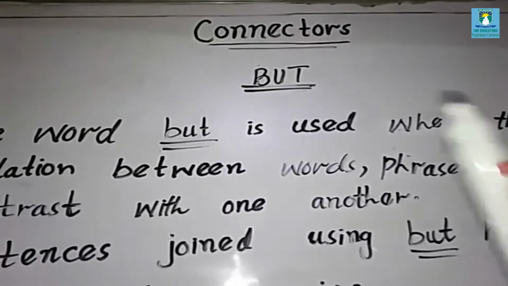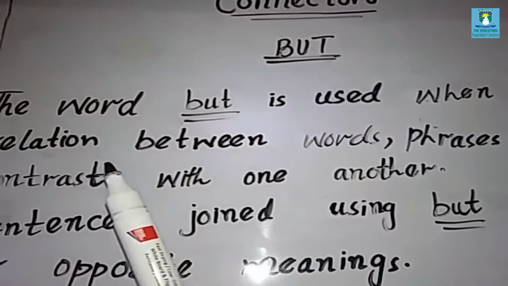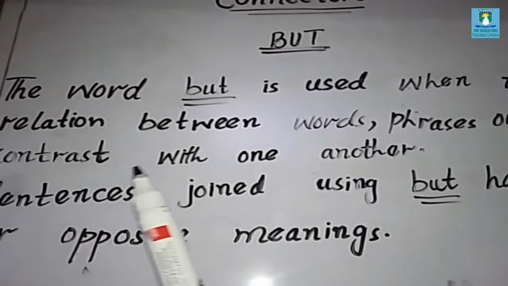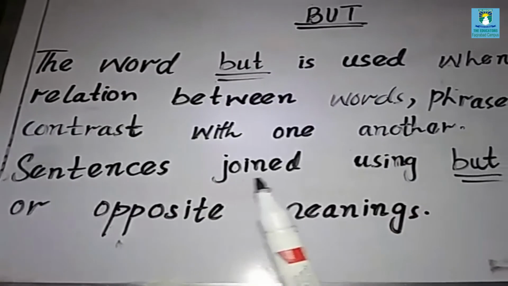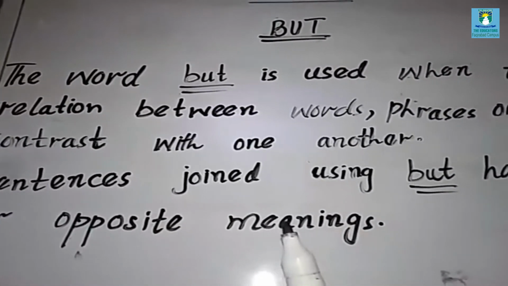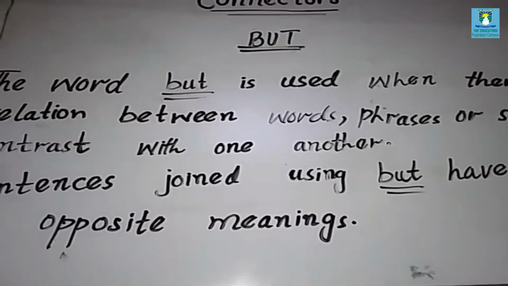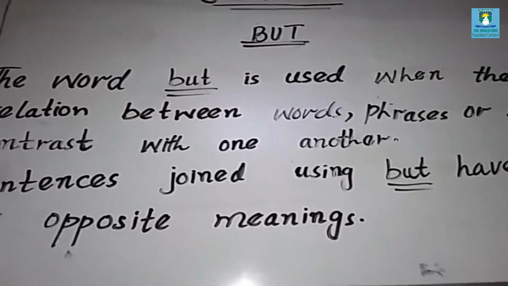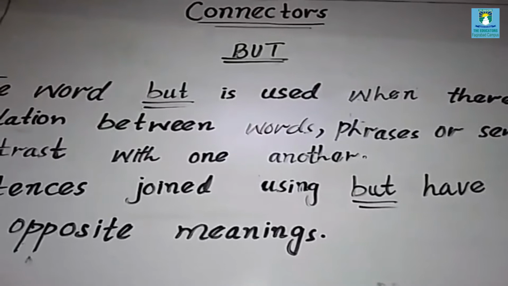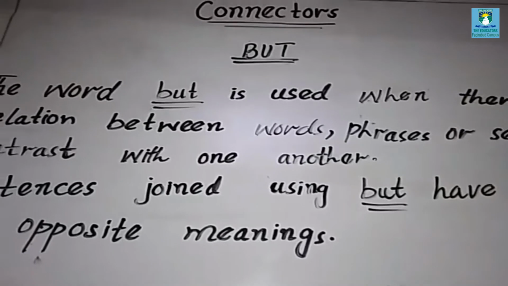The next one is but. The word but is used when there is a contrast relation between words, phrases or sentences. Sentences joined using but have different or opposite meanings. So we use but to combine sentences which have a contrast relation, and sometimes when the two sentences have different and opposite meanings.